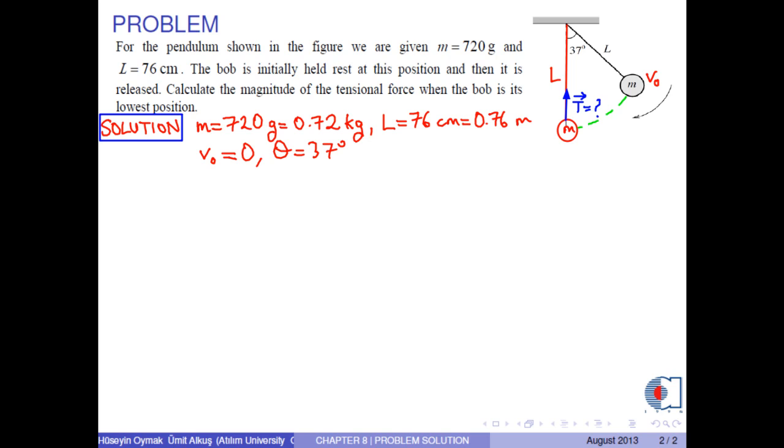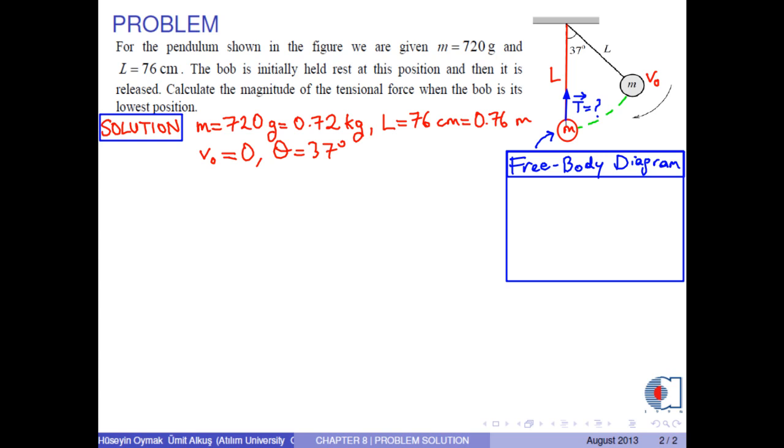Before solving the problem, let us draw the free body diagram of the bob when it is at its lowest position. We choose the appropriate coordinate axis. We represent the mass by a big dot. After that, we draw all the forces acting on the bob. The gravitational force acting on the bob is a downward force of magnitude m times g. The tensional force acting on the body is an upward force of magnitude T.